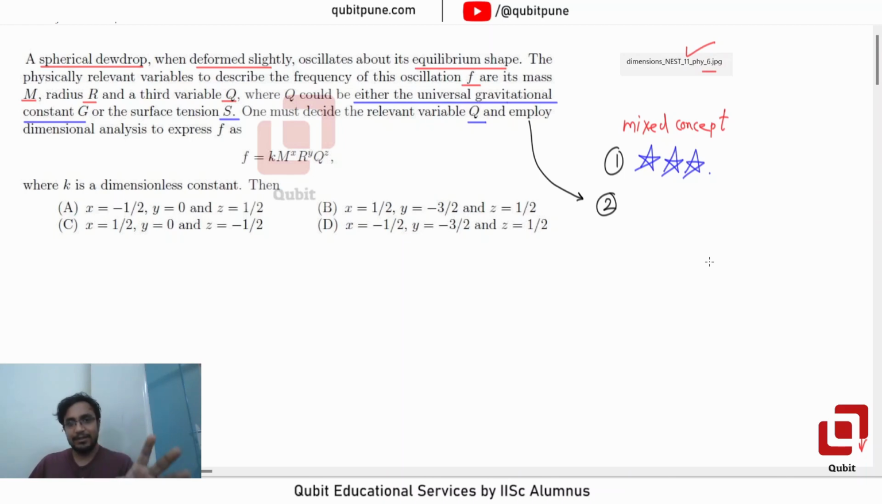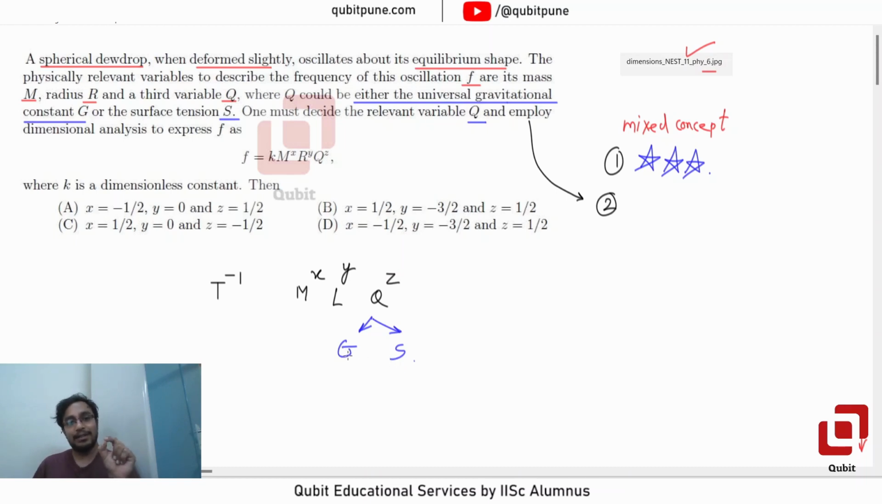Now, I'll first tell you the answer that you might think would be the trick. You'll say, let the frequency's dimensions be written, so we know that it is T raised to negative 1. K is anyways a dimensionless constant. So let us say M raised to x, radius is length so L raised to y, and then we have got q raised to z. Now there are two options here. Either we can go for the gravitational constant G, or we can go for the surface tension S. Now this is a multiple choice question, so only one option is right.